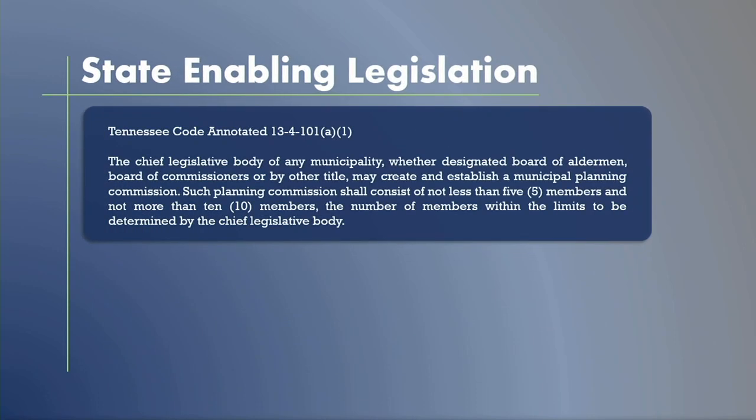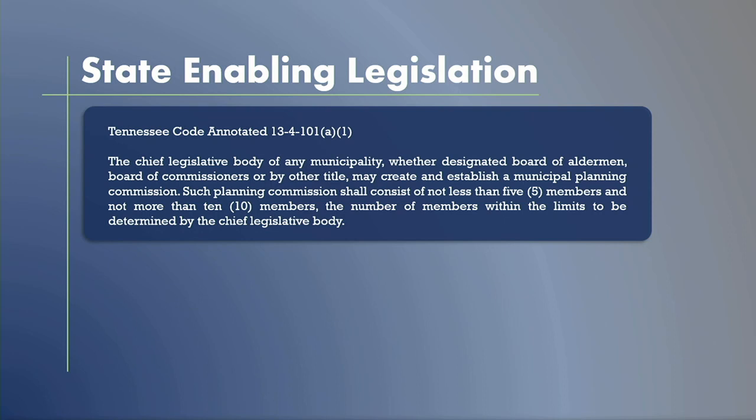We're not going to read all of this, but I want you all to see the state enabling legislation here in Tennessee. This is the actual text within Tennessee Code Annotated that gives you the right to establish a planning commission. It says they may create and establish a municipal planning commission, so obviously a community isn't required to have a planning commission, but this does give a community the ability to do so if they so choose.